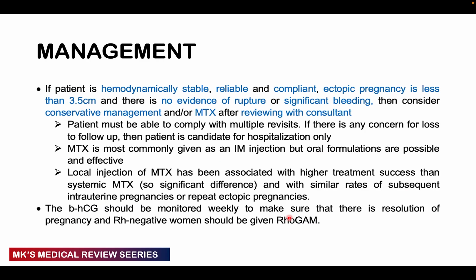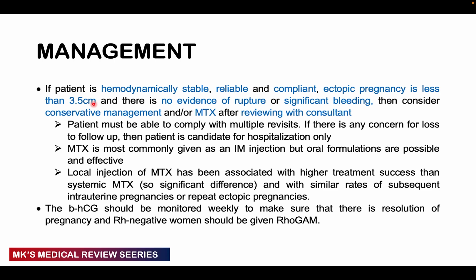Then, if the patient is hemodynamically stable, they're reliable, meaning that they can come back to the hospital for follow-up, they're compliant to the medication that you're going to be giving them, and the ectopic pregnancy is less than 3.5 centimeters, and there is no evidence of rupture, there is no evidence of significant bleeding, then we can actually consider managing them conservatively. And remember, this must be reviewed with your unit consultant. You, as a junior doctor, cannot make this decision. You must review this with your consultant.